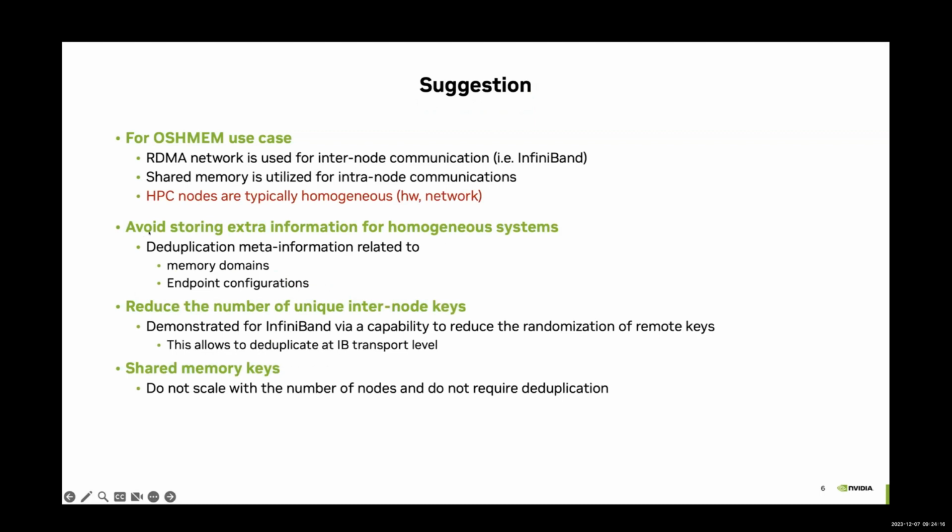We can try to avoid storing extra information for such homogeneous systems, like deduplication of meta information, memory domains, endpoint configuration, and some other stuff that I showed on the previous slide that is part of the rkey. And also we can try to reduce the number of unique internode keys. So we are working on a feature for InfiniBand that allows reducing the randomization of remote memory keys, which allows us to perform deduplication at the IB transport level.